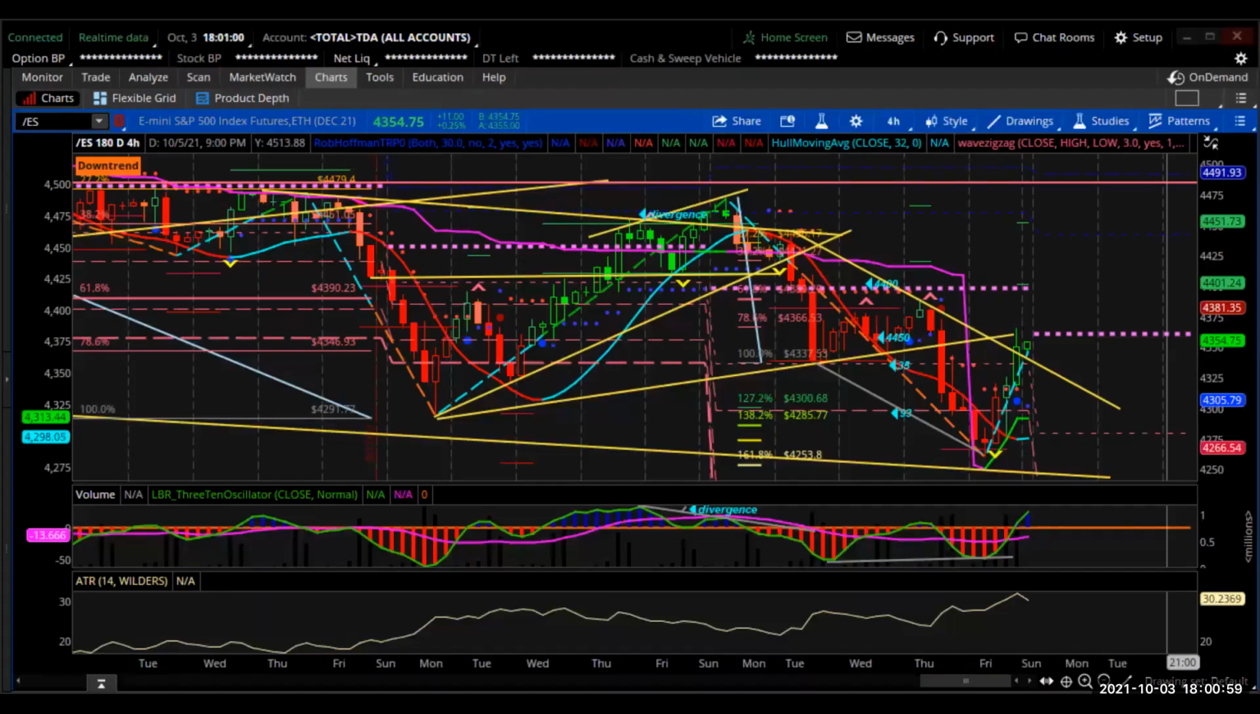I am going to do a weekly review on ES, NQ, and RTY. And let me see, I'm hoping I'm sharing the things that I need to share. There it is. So this is ES.